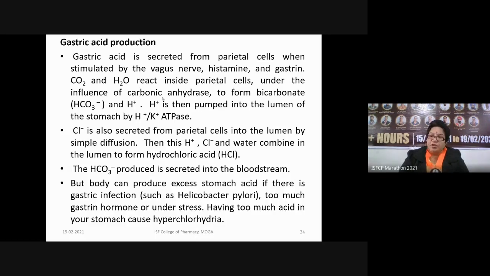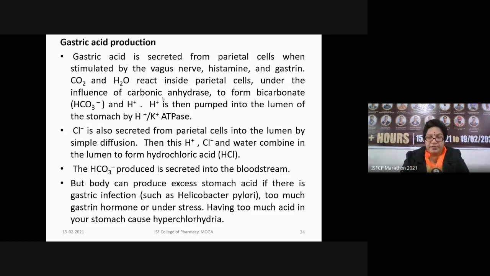infection. जितना रिक्वायर्ड है उतना ही बनाती है बॉडी, फालतू में नहीं बनता. There is no extra secretion. Our body is very intelligent, and the various cells of the body do not secrete anything in excess. Only that much amount which is required is produced or secreted. But in case of some gastric infection like H. pylori or Helicobacter pylori, it can produce excess acid. Too much gastrin hormone, or stress. These are the three conditions where the stomach can produce excess acid.